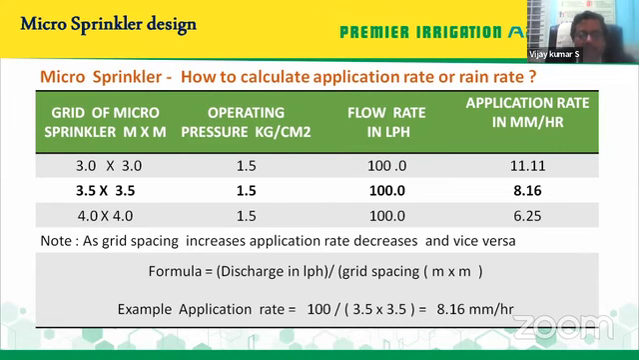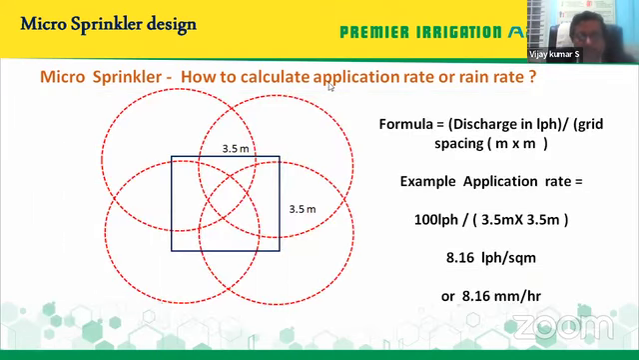In order to make it clear, I have made one more sketch for you. Now this is the micro sprinkler. When it throws water, it will throw in the form of a circle. So both the spacings are given. Over here, the discharge of this micro sprinkler, as I told you, is 100 liters per hour, and in the north-south and east-west directions, the grid spacing is 3.5 into 3.5.